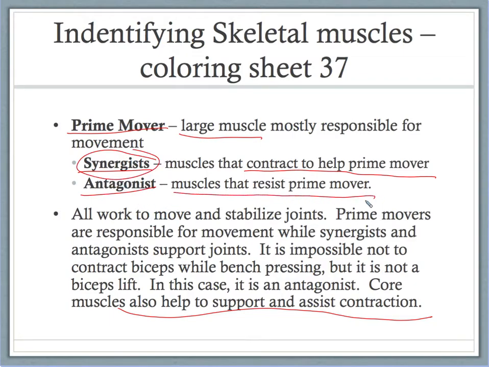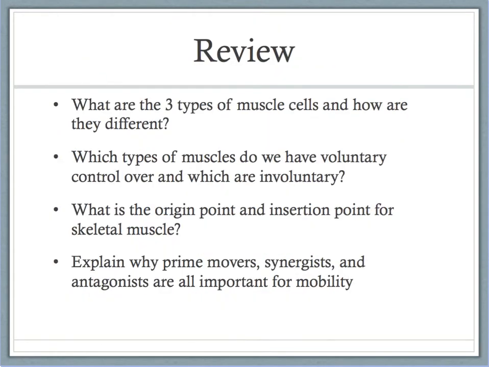It's resisting the motion. So in the case of a curl, you're going to have your antagonist be your tricep muscle. So they all work to move and stabilize the joints. The prime movers are responsible for the movements. The synergists and antagonists support the joints. You need all three. It's impossible not to contract the biceps while bench pressing, but it's also not a bicep lift. In this case, your biceps is going to be the antagonist. Your tricep is the muscle you're actually working. So all of them come in pairs.